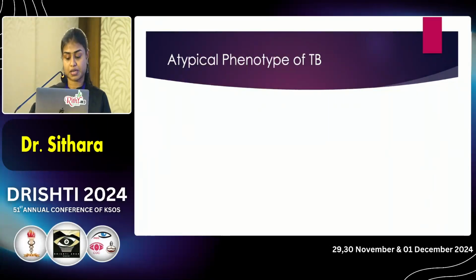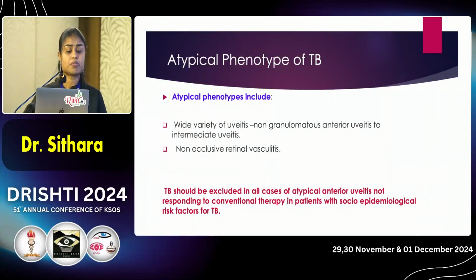Moving on to the atypical manifestations. Atypical manifestations can be of a wide variety of uveitis, from a non-granulomatous anterior uveitis to an intermediate uveitis, non-occlusive retinal vasculitis. TB should be excluded in all cases of atypical anterior uveitis not responding to conventional therapy in patients with socio-epidemiological risk factors for TB.